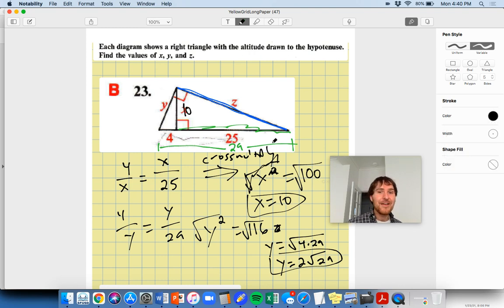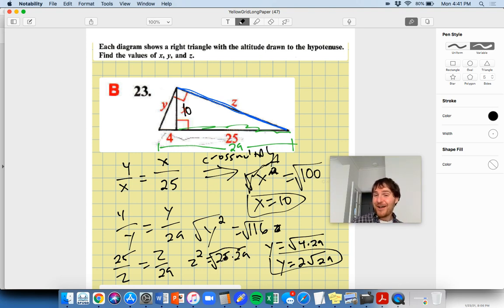So hopefully I've at least isolated this here. This is the segment of the hypotenuse adjacent to this leg with length Z, and this is the hypotenuse itself. So let's go ahead and do this. This is Z, this is 25, and this is 29. This is going to be Z squared equals 25 times 29. I might put that in the square root symbol.